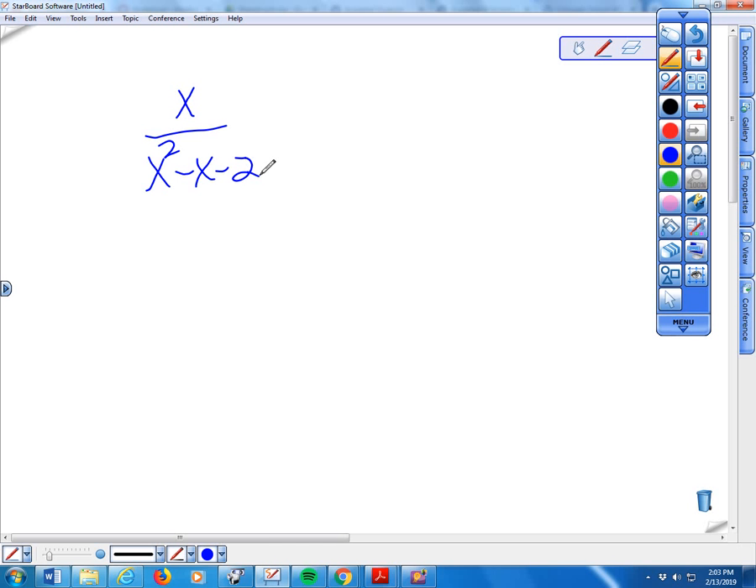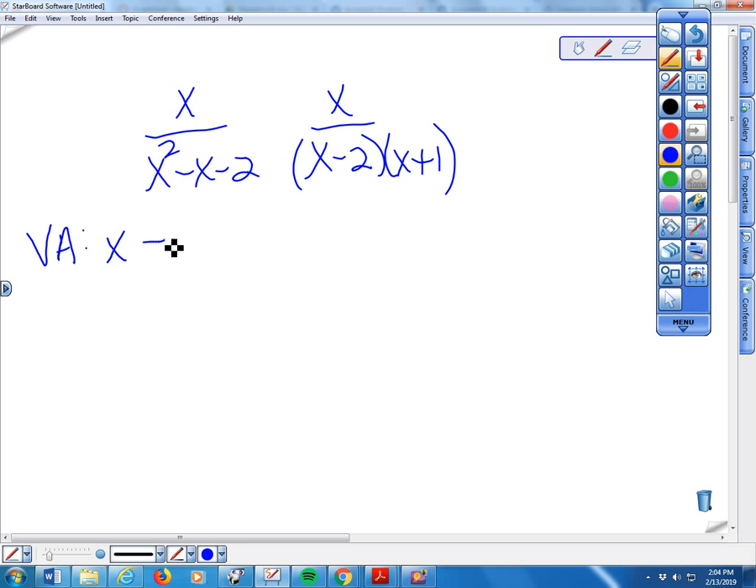Where are, well, let's factor, I guess, the bottom first. Minus 2, x plus 1. So no common factors, so no holes. So we know the vertical asymptotes happen where? And don't forget, it's always a line.